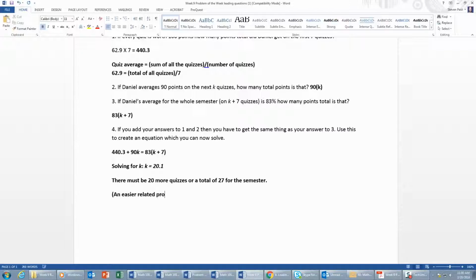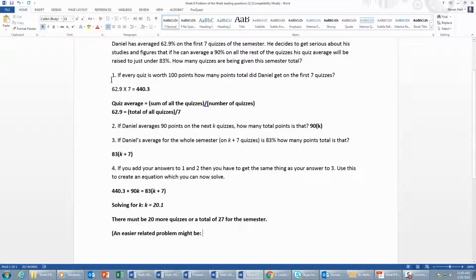An easier related problem might be, to clean up the numbers and make it even easier: if Daniel averages 70 points in the first 7 quizzes, and let's say 90 points, because that's already a nice even number, on the next 10 quizzes, let's say, nice even numbers, what is his semester average?